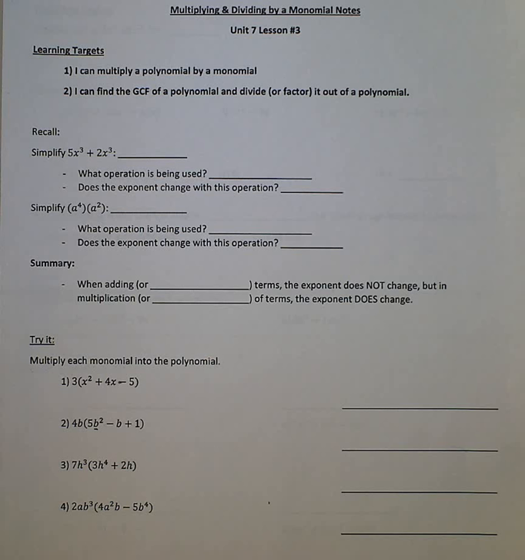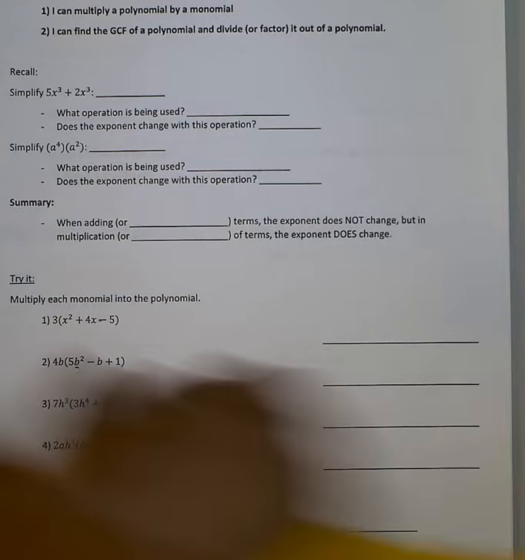Today we're going to talk about multiplying and dividing by a monomial. At the end of this lesson, you should be able to multiply a polynomial by a monomial, and you should be able to find the GCF of a polynomial and divide or factor it out of a polynomial. Okay, so first we're going to review, make sure we understand some of the basic rules that we're going to apply during this lesson today.